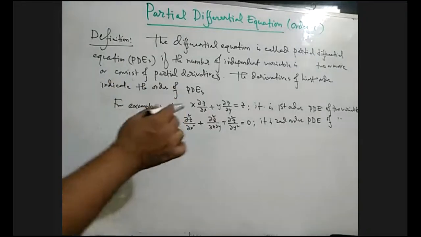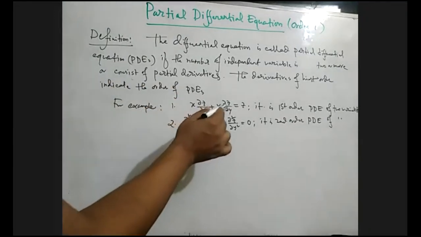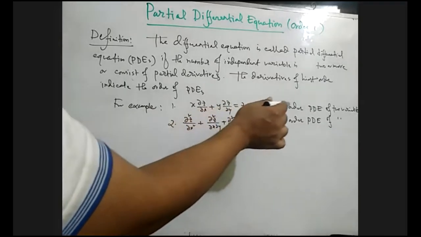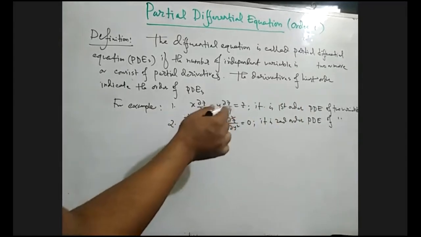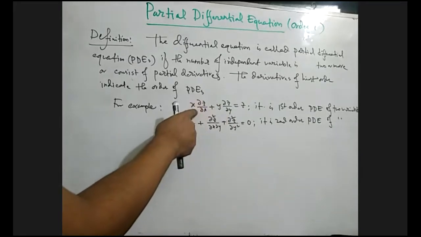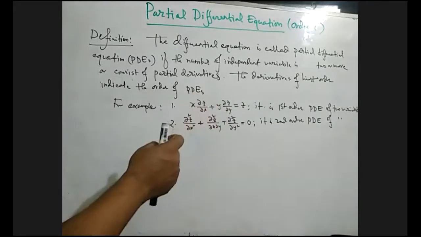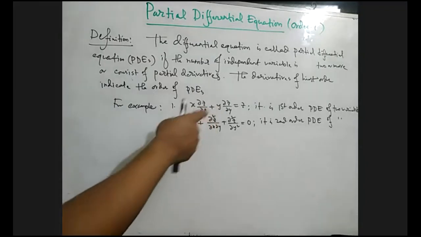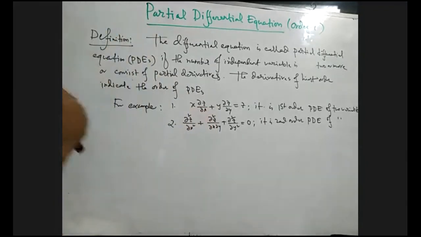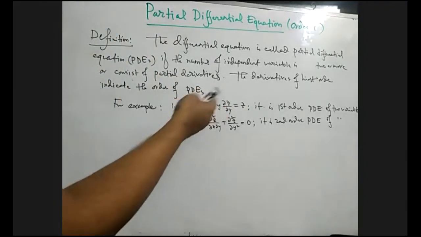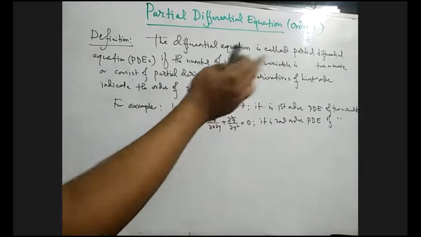For example, 1: x ∂z/∂x plus y ∂z/∂y equals z. It is a first order partial differential equation with two variables, because z is the dependent variable, and z depends on x and y. That means x and y are two independent variables. This is why it is called a first order partial differential equation with two variables.